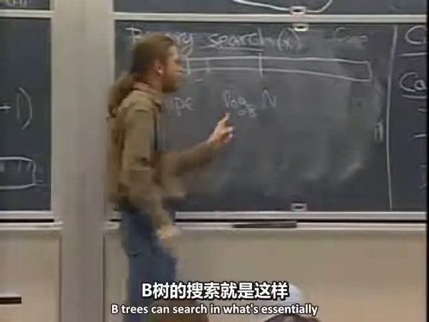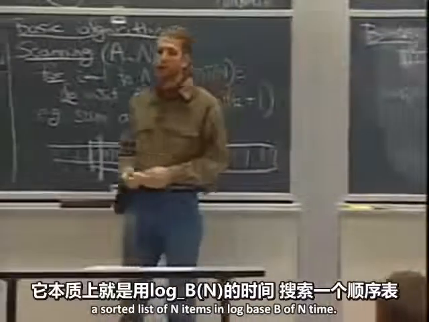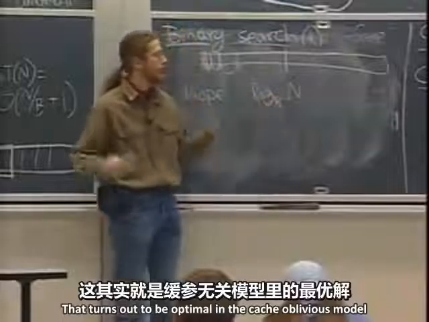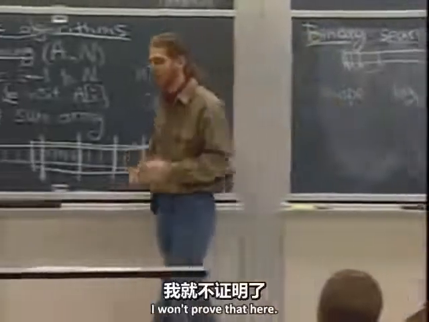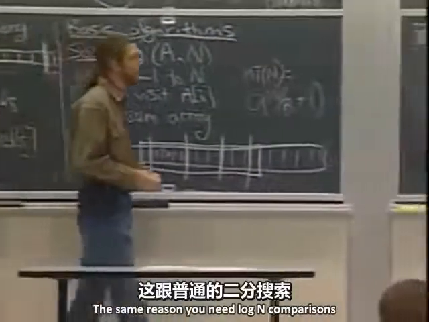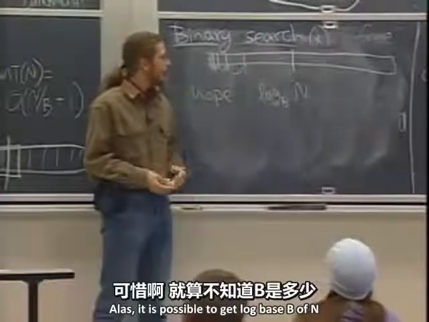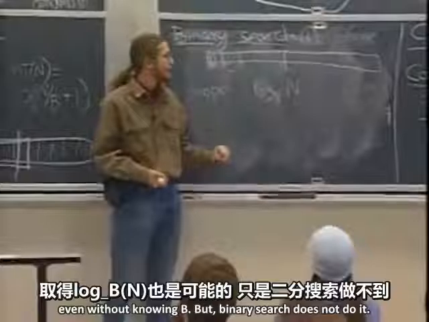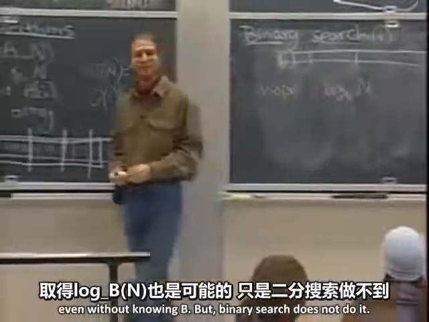Because we know that B trees can search in what's essentially a sorted list of n items in log base B of n time. That turns out to be optimal in the cache oblivious model, or in the two-level model. You've got to pay log base B of n. I won't prove that here to search. It's the same reason you need log n comparisons to do a binary search in the normal model. Alas, it is possible to get log base B of n even without knowing B, but binary search does not do it.